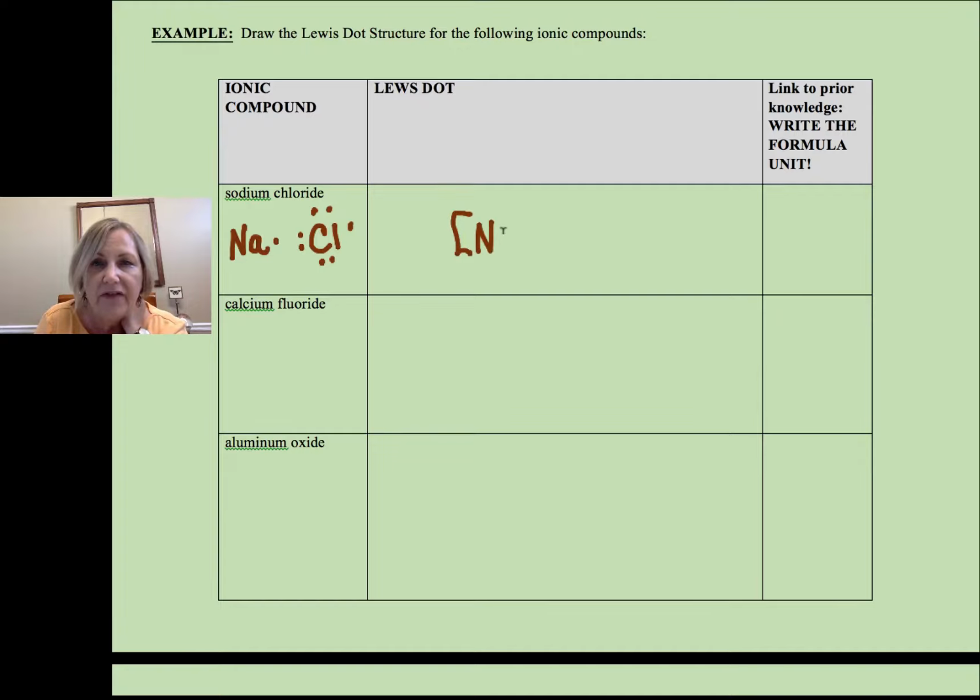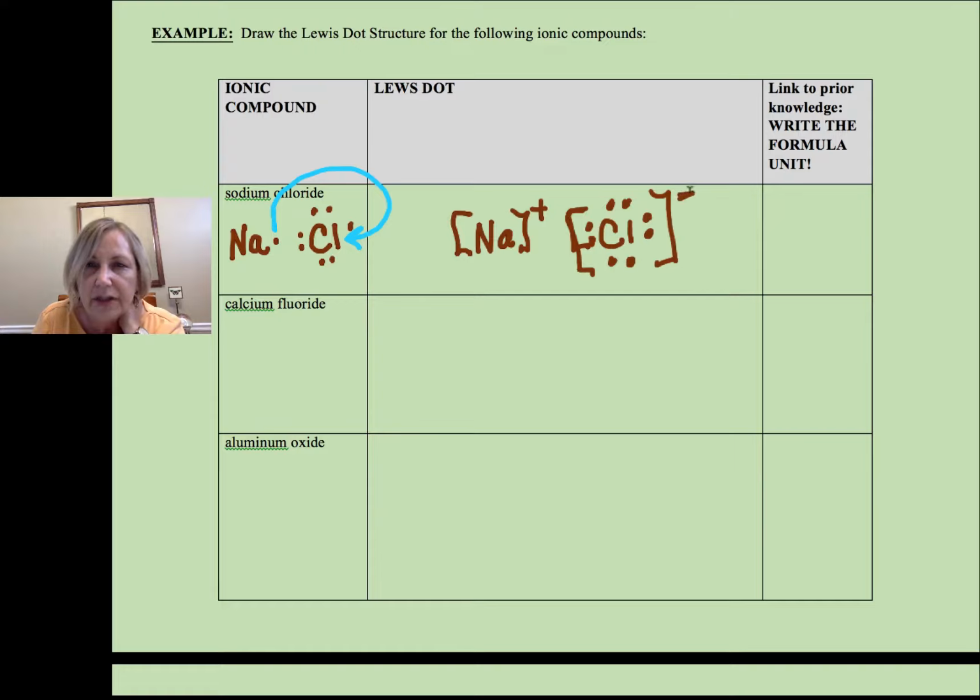And so I have a sodium with its plus charge. Chlorine wants to gain that very electron. So if you look at it, this electron is going to be donated to chlorine to become chloride. So then I would have the chloride ion, the negative ion of chlorine. Make that bracket a little bigger.